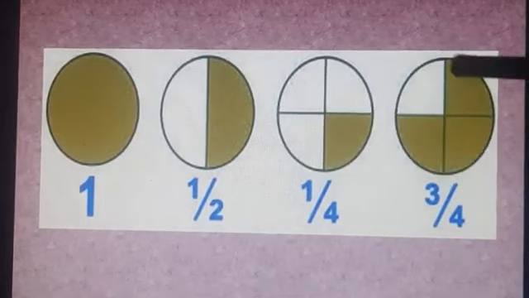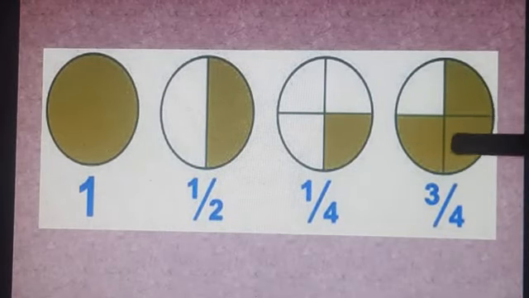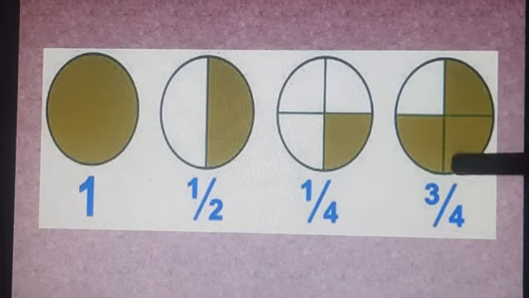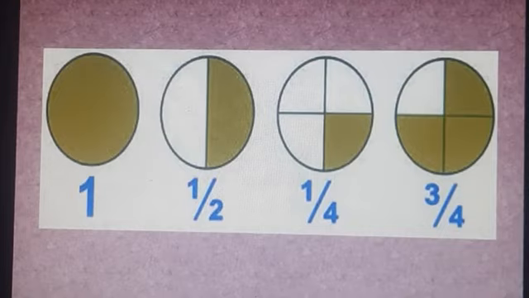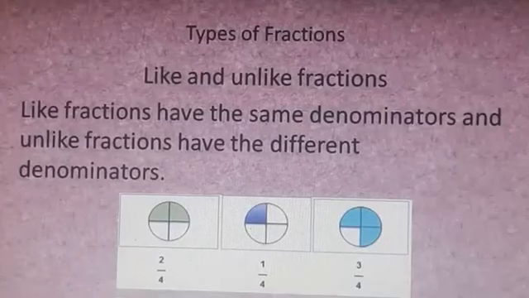Now this circle is divided into 4 equal parts, and out of these 3 parts are shaded. So the fraction of the shaded part is 3 upon 4. So from there we have understood that fraction is the part of the whole. Now we will study about types of fractions.